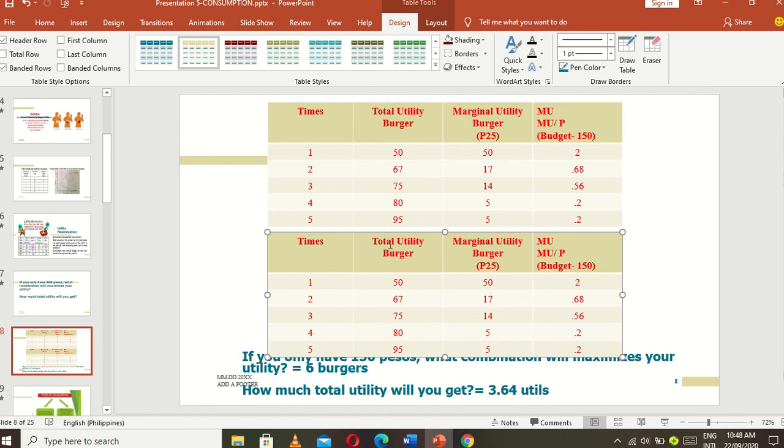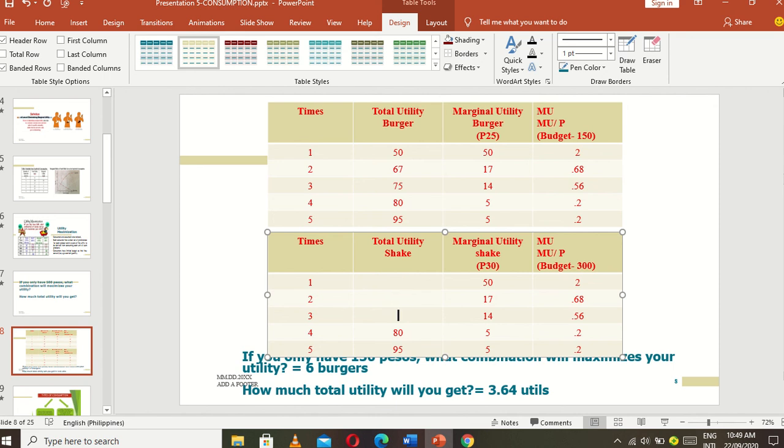Okay. Now, this is not the burger anymore. Let's assume this is a shake. Okay? Shake. And the shake costs, let's assume, 30 pesos. Since double na yung pagkain gastusin natin, let's make it 300.